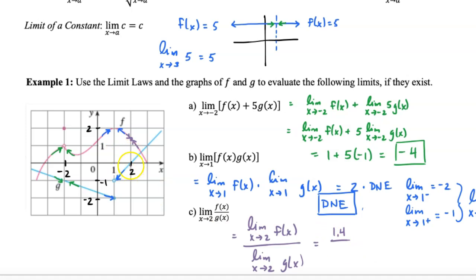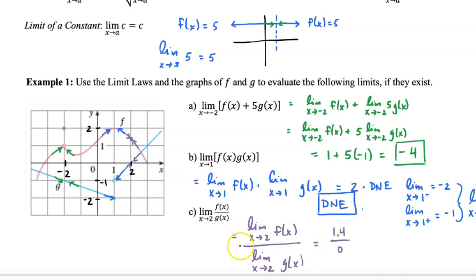And then my limit of g of x as x approaches 2, well, from the left and from the right, we're approaching y equals 0. It looks like this curve just passes through the x-axis at 2. So this denominator is going to be 0. But remember that we can't actually have this because the quotient rule is only true if the denominator is not equal to 0. So what are we going to do about this?